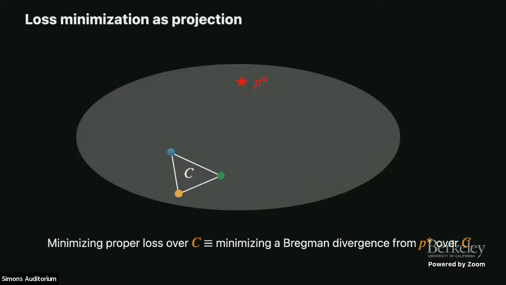Well, it turns out that when you're minimizing proper loss functions, there's a very concrete geometric argument which supports this intuition. Minimizing a proper loss over C is equivalent to minimizing something called a Bregman divergence between P star and C. Basically, the optimal point in C will be the point which is closest to P star in terms of this Bregman divergence. Yeah, Venkat?